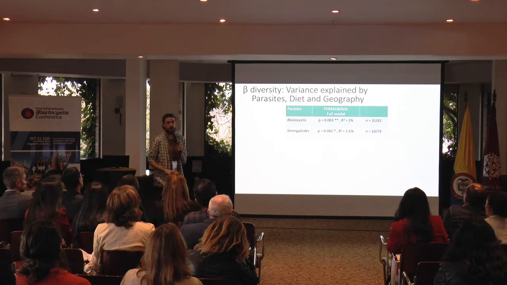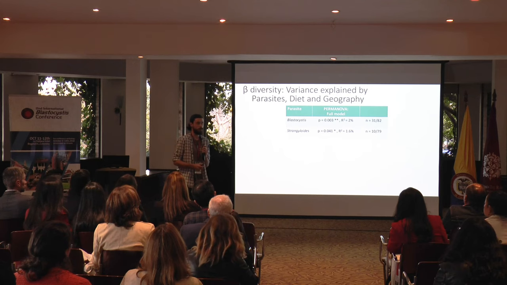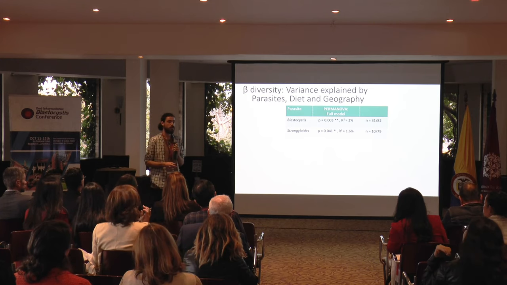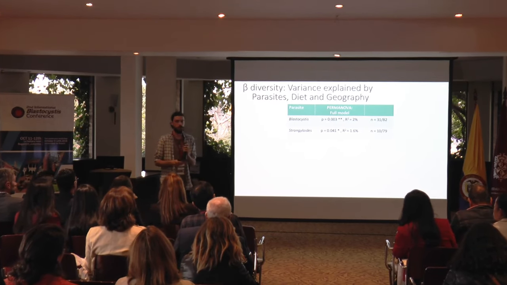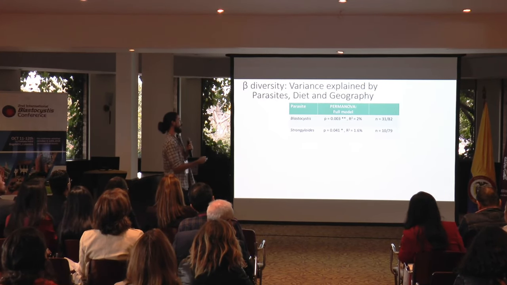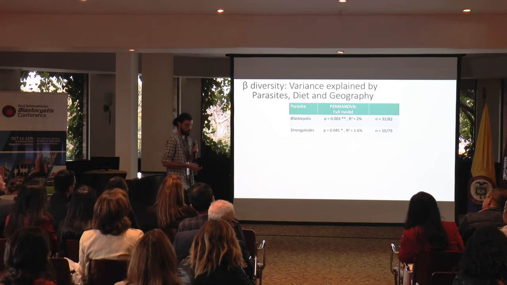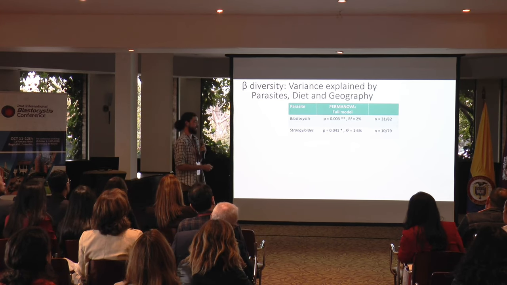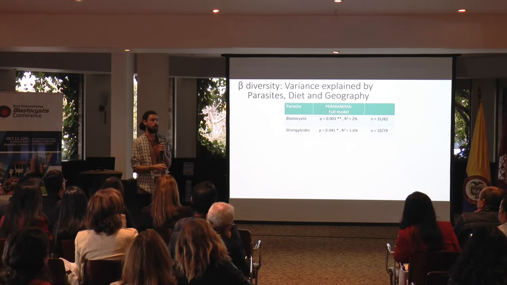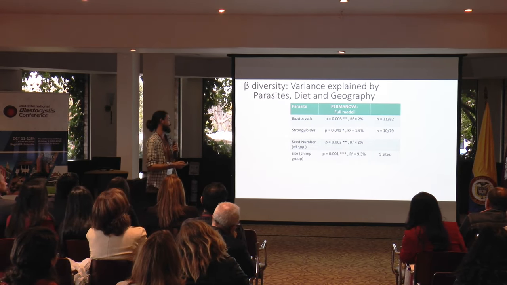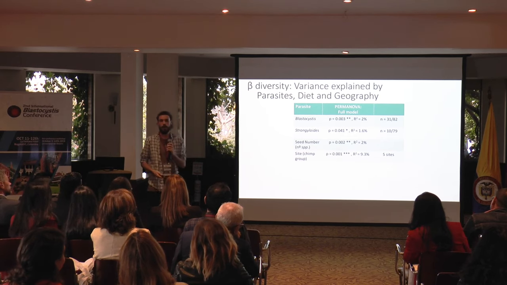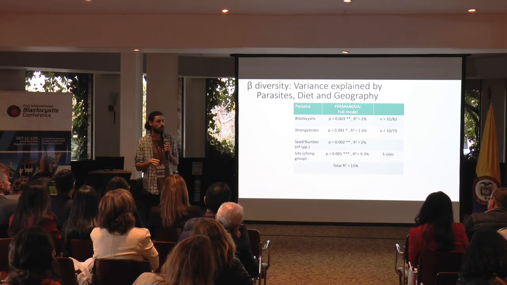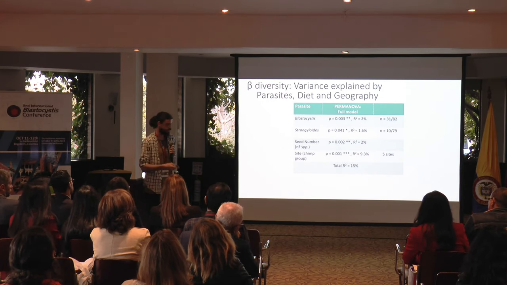Beta diversity, as probably many of you know, is a measurement of the difference in diversity from one sample to the next. So to understand the changes in the microbiome, we looked at how much of this variation was explained by Blastocystis and Strongyloides, and they're both significant. However, they explain relatively little of this variance. Other factors that explained the variance were the diet and the geographic location, which is very common in microbiome studies. And in total, with these factors, we managed to explain 15% of the variance.